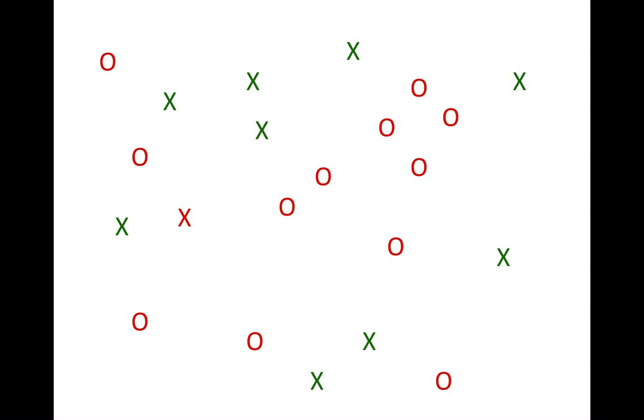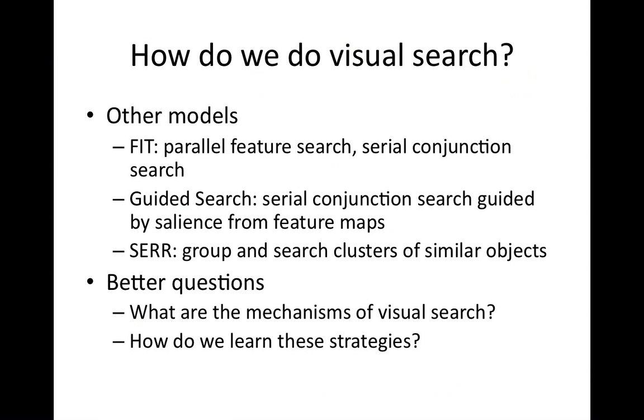So here's one question. How do we do visual search? Many models have proposed interesting mechanisms for visual search, but most are handcrafted and are designed at a high level, only posited to connect to known neurological properties. So here's an even better question that we're addressing. What are the mechanisms and strategies of visual search, and how do we learn and develop these from our basic capabilities?